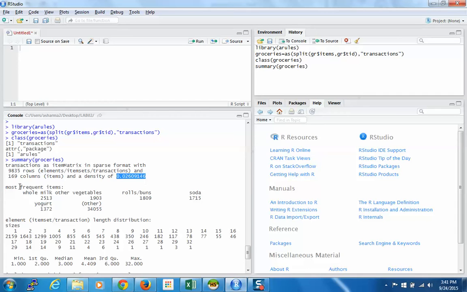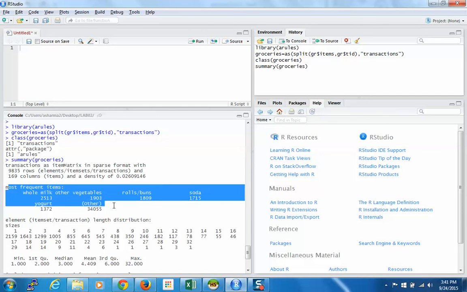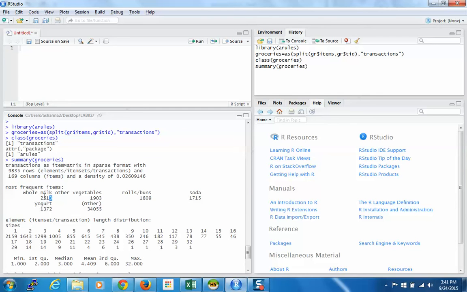Now, the other piece of information that summary gives us is the most frequent items. Right here I can find out that whole milk is the most frequent item. It is being sold in 2,513 transactions, followed by other vegetables, which is sold in 1,003 transactions, and then rolls/buns, 1,809, 1,715 is soda, yogurt, and others.